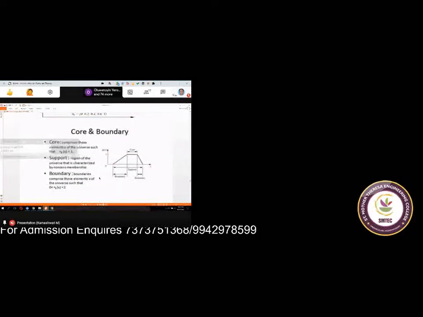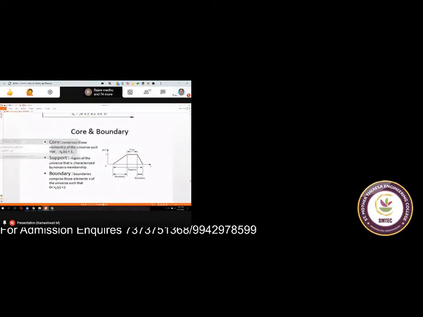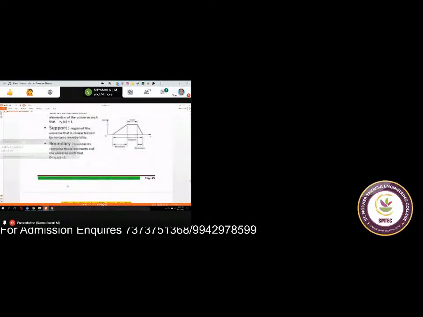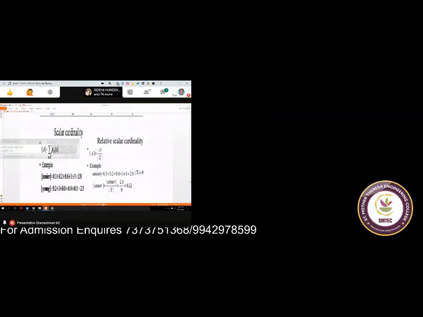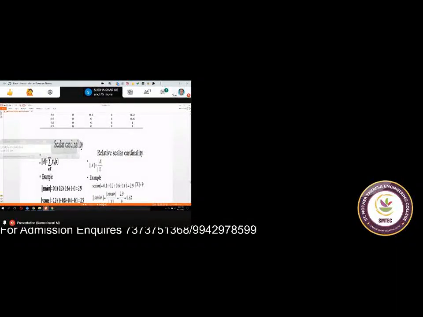There are some more concepts called core and boundary. The core comprises those elements x of the universe who are taking the value 1. See here in the diagram, this is the core portion. Support is the non-zero membership; this is the portion where we have non-zero membership. Similarly, the boundary means values between 0 and 1, where you should not include 0 and you should not include 1. Some more examples are scalar cardinality, given as the sum of mu A of x, and relative scalar cardinality, where you have to see the normalization.